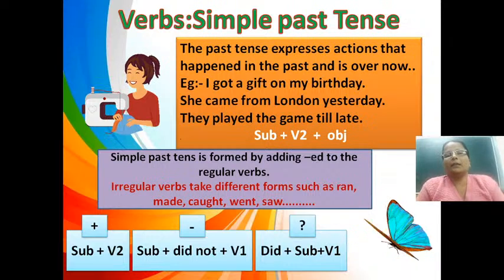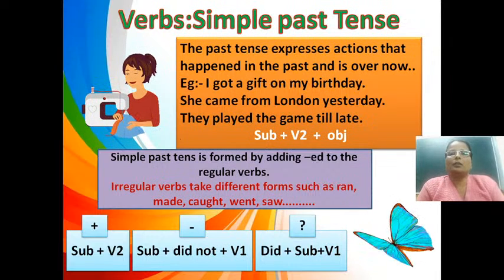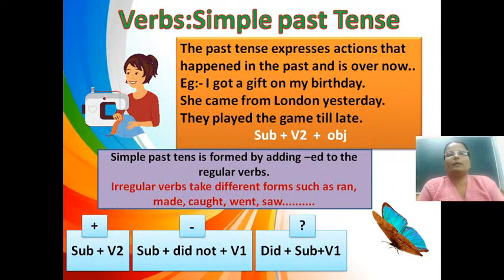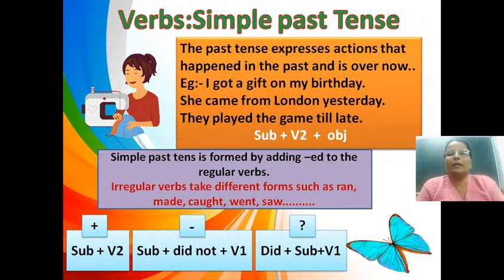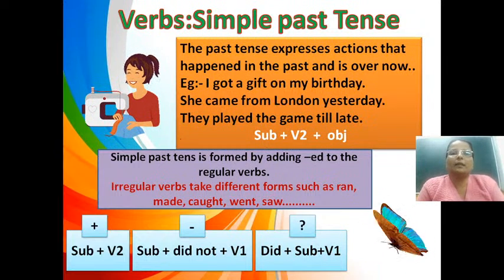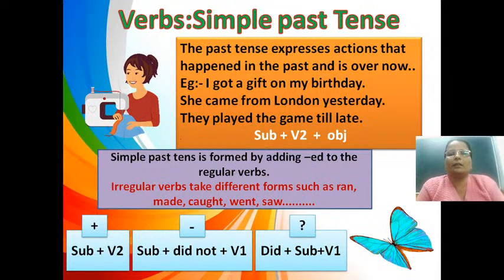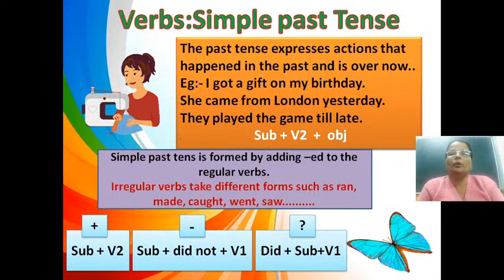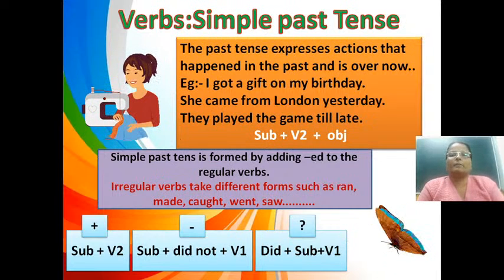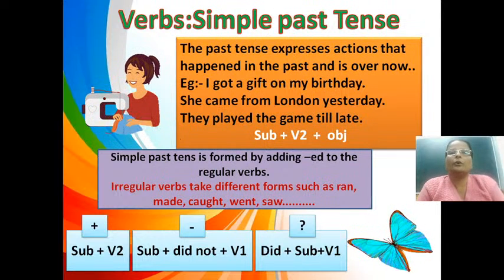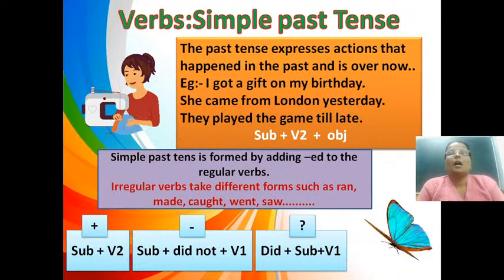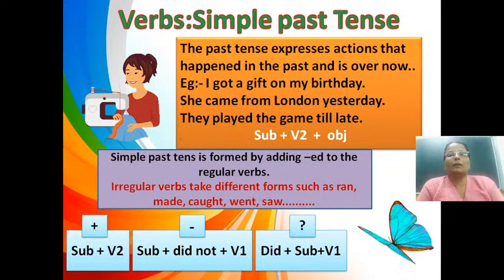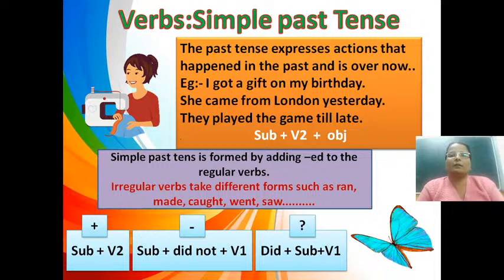And there are some other verbs with which we add aught or ought to form the past tense. For example, teach becomes taught. Catch becomes caught. Think becomes thought. Buy becomes bought. Bring becomes brought.